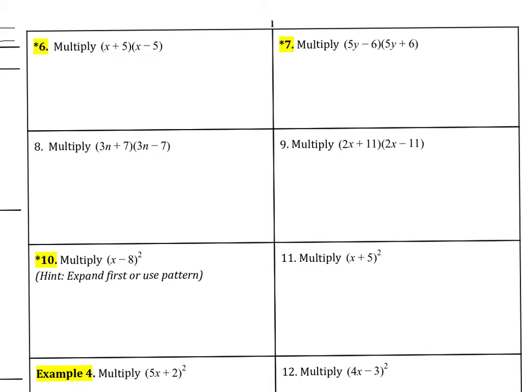Review for Chapter 4.2. Question number 6. Multiply x plus 5 times x minus 5. To multiply these two binomials, we are going to use the FOIL method.